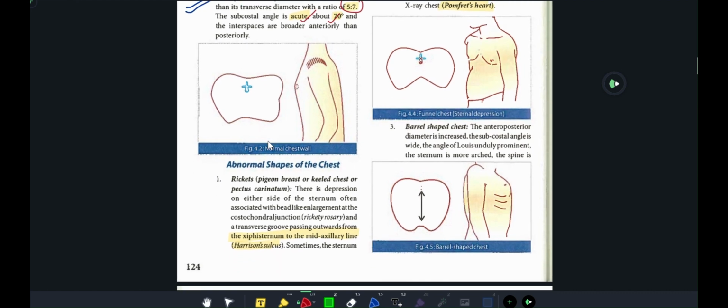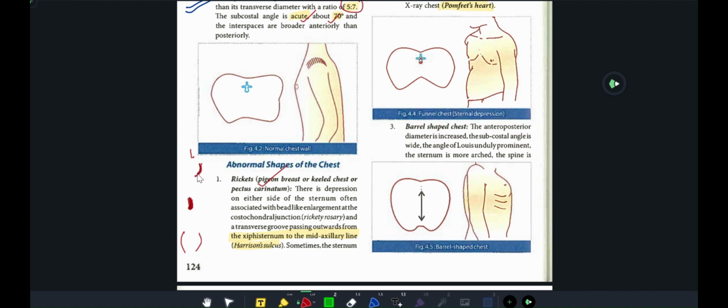Now, abnormal shapes of the chest. So it can be pigeon breast or keeled chest or pectus carinatum. What happens is, as you know, the bones of rickets patients are very weak and fragile. They get bent easily, so the legs also become bow legs. Even the sternum gets bowed like that. When the sternum becomes like a bow, it penetrates inside in the lower part, and the chest looks like this on the lateral view.